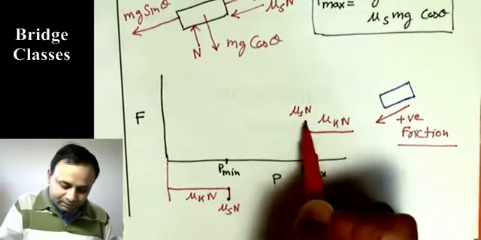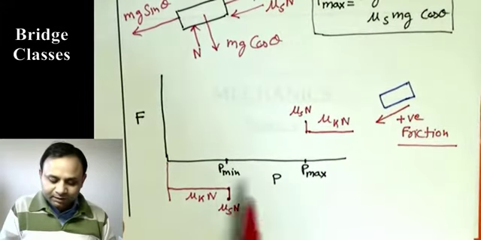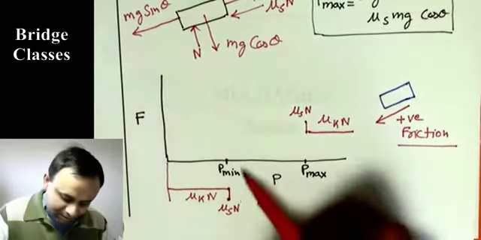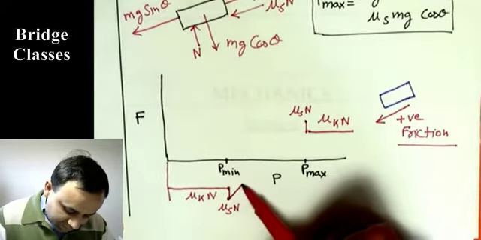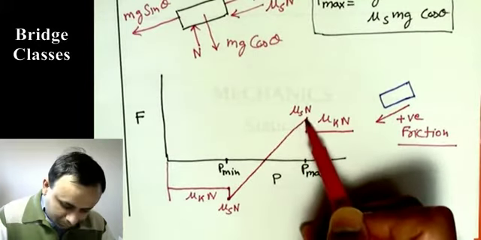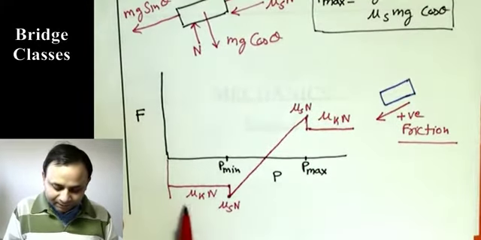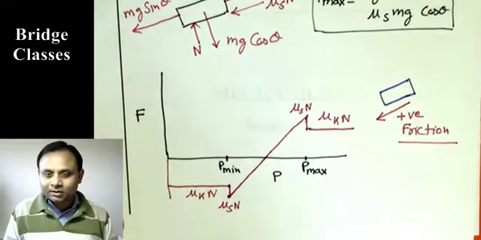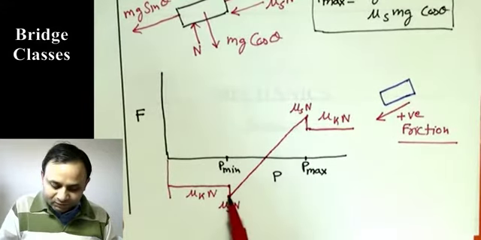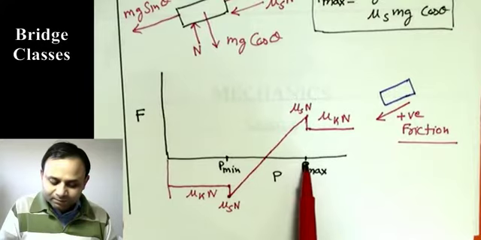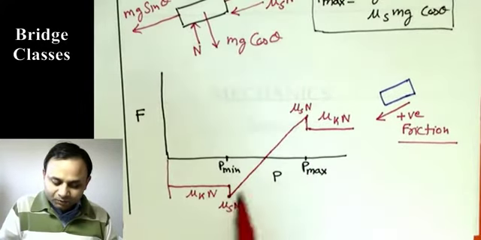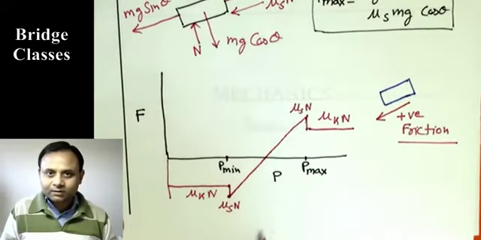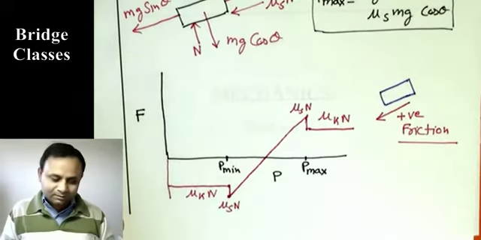Between these two points, it is static friction. If P is between P min and P max, the body is not going to move, it is going to remain stationary, and friction is static friction, and it will vary like this. Again, I hope you understand that if we have a kinetic situation, friction is mu k N, and it will act opposite to the direction of motion. And if we have a static situation, which will be between P min and P max, friction can have any value between 0 and mu s N, and its magnitude and direction, both of those we get just from the equilibrium equation. That will be like this.